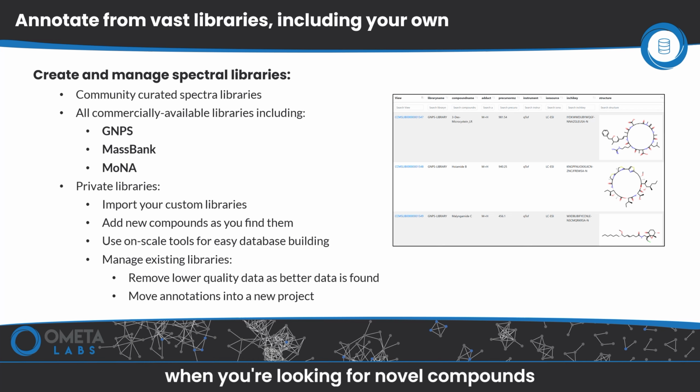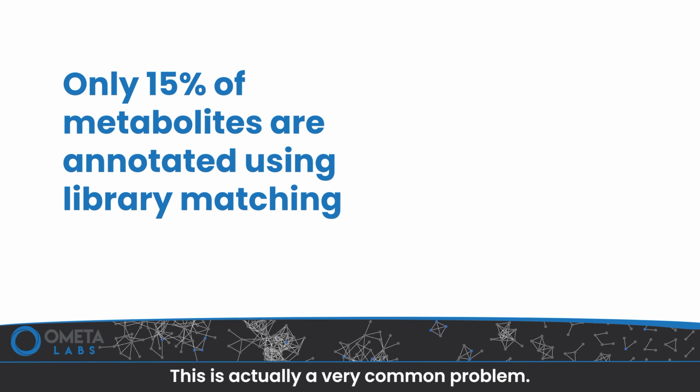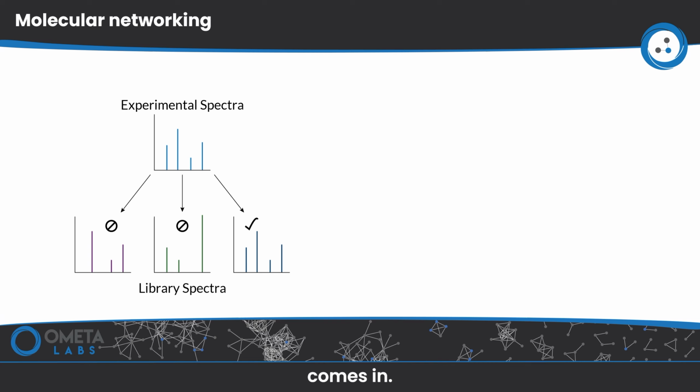However, what happens when you're looking for novel compounds or working in a system that's not very well studied? What happens when there are no library matches? This is actually a very common problem. On average, only about 15% of metabolites in a typical untargeted metabolomics experiment are annotated using library matching to our best-in-class public libraries. Now, this number may get up to 25 or 30% if you're working with human samples, but that still leaves the majority of your metabolites unannotated and undiscovered. This is where molecular networking comes in.